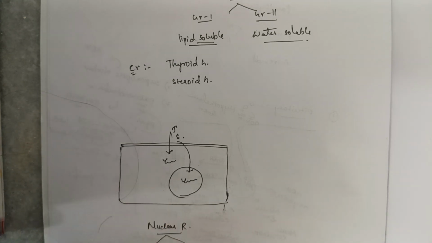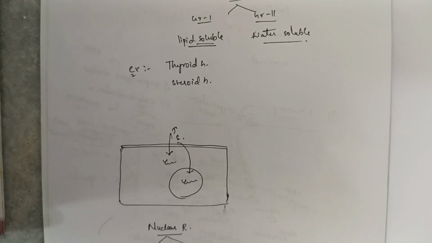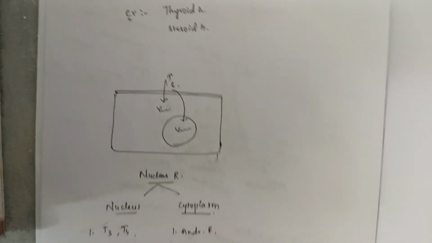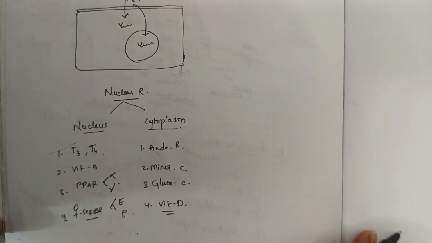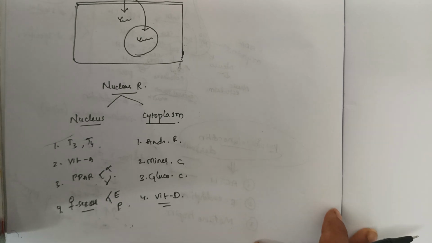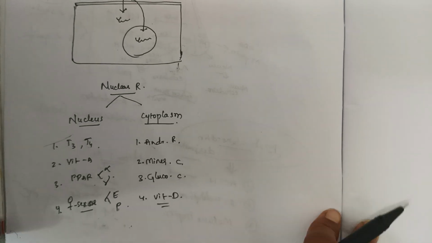They can easily cross the cell membrane and act on the nucleus or cytoplasm. And there are two types of receptors, nuclear receptors acting on the nucleus and on the cytoplasm. On the nucleus: T3, T4, vitamin A, PPAR alpha, gamma, and sex steroids like estrogen and progesterone. Cytoplasm receptors are androgen receptors, mineralocorticoids, glucocorticoids, and vitamin D.